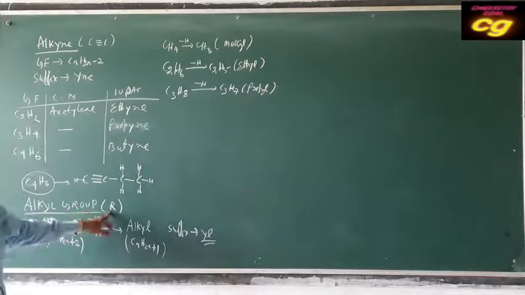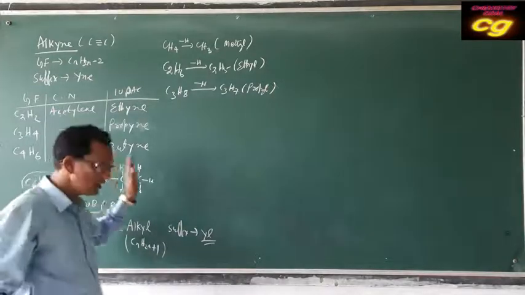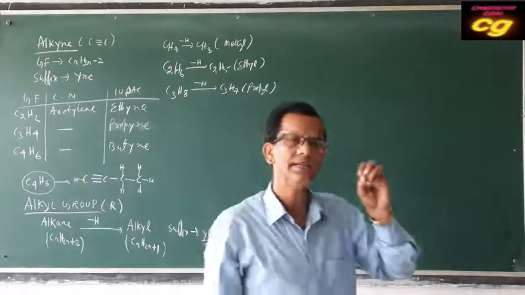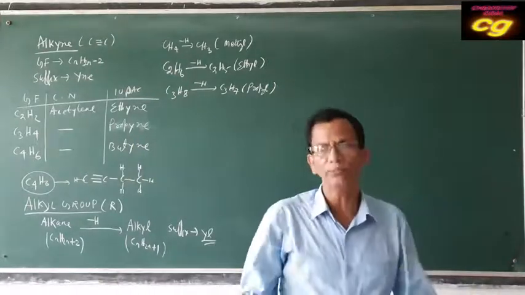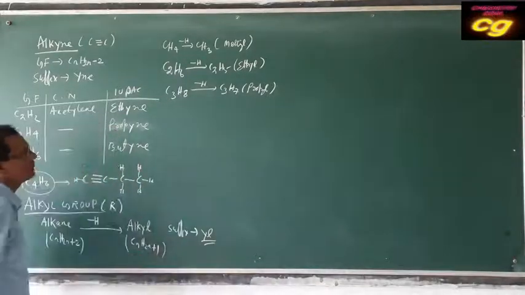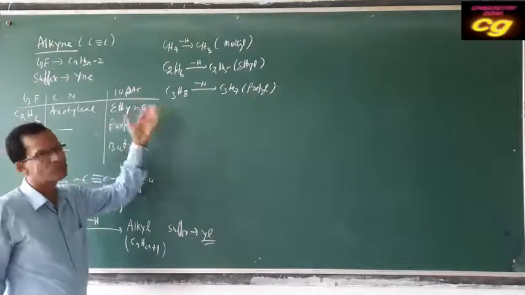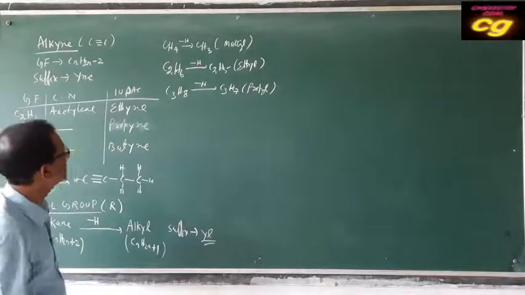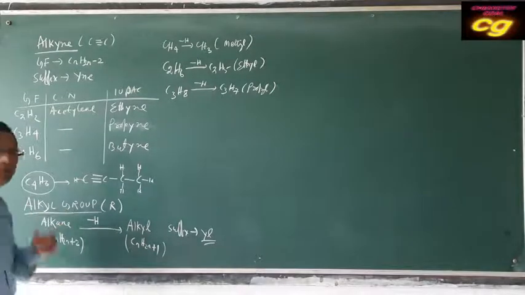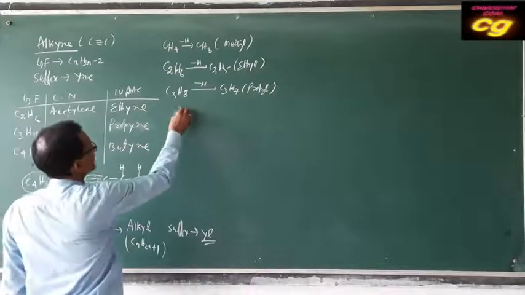The symbol is R. When you write the capital R, that indicates an alkyl group. That is the symbol of the alkyl group, having the formula CnH2n+1. So methyl, ethyl, propyl, butyl, like this. So this is about hydrocarbons, alkane, alkene and alkyne, and the remaining is the alkyl group. Then we will start alcohol.